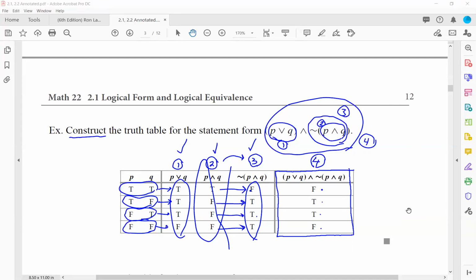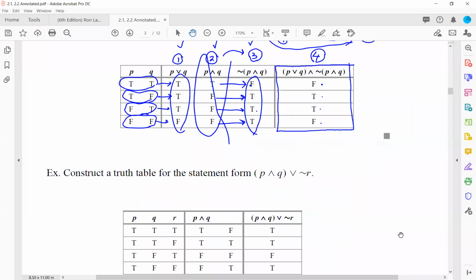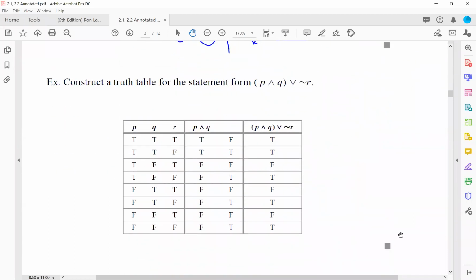Guys, any question here? If you have any question, please unmute yourself. You can use chat as well. Let us continue. Next example.